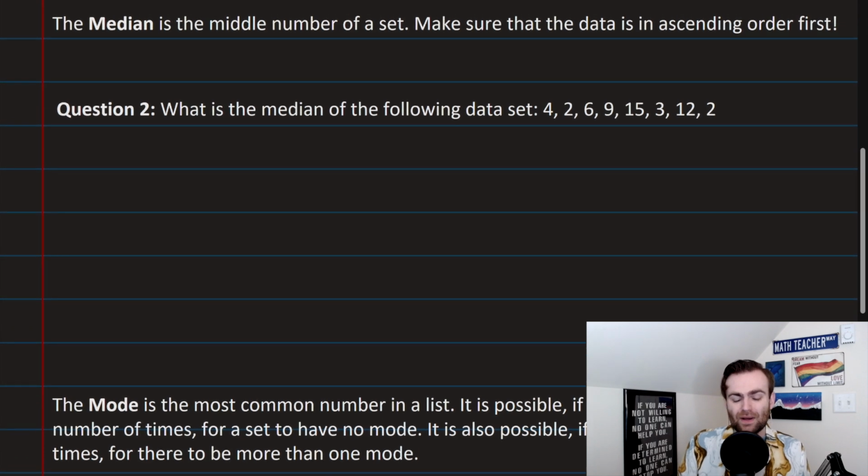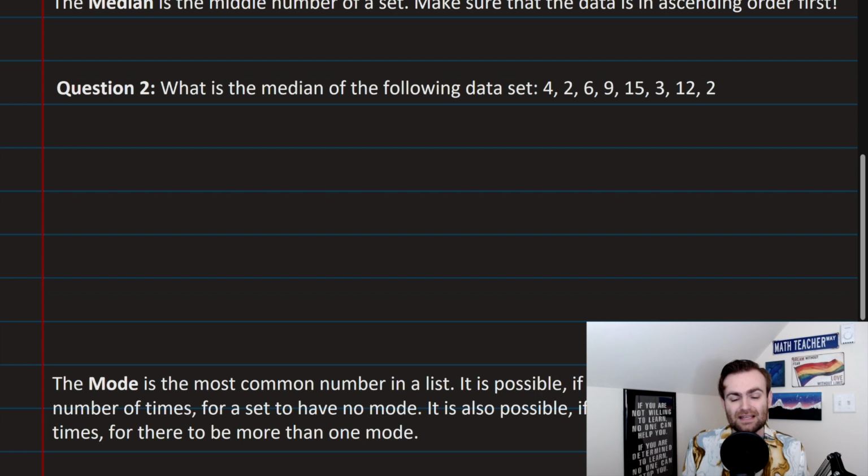The second way that we can calculate the middle of a data set is the median, which is literally the middle number listed, with a caveat that we are listing these numbers in order from least to greatest. So we have to reorder our data set before we find the median. So if we look at this data set here, we have 4, 2, 6, 9, 15, 3, 12, and 2. We're going to list them all.